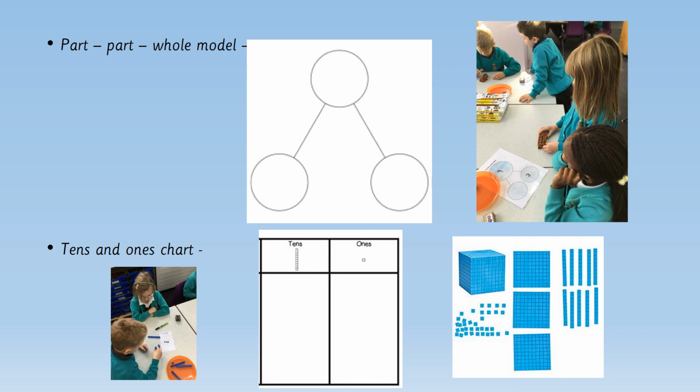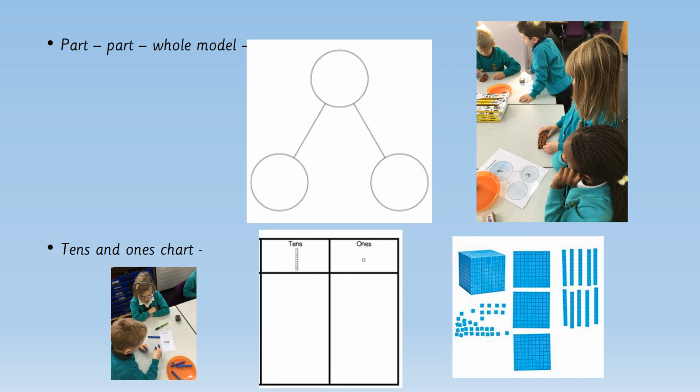We also use part whole models. So this is a concept of how numbers can be split into parts, and they can see the relationship between whole numbers and the two parts. So this helps learners make connections between addition and subtraction. For example, if we had 10 in the whole, that's the circle at the top, and 6 and 4 at the bottom, the children could then say that 6 add 4 equals 10, and equally 4 add 6 equals 10. And therefore 10 subtract 6 equals 4, and 10 subtract 4 equals 6.